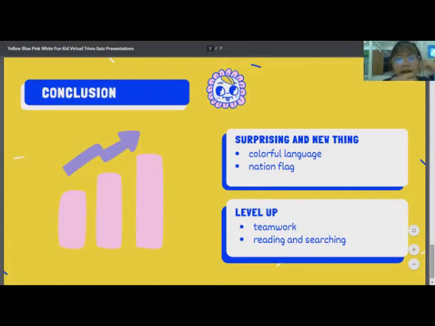I have a level up for teamwork and for reading and searching skills. The challenge for me is that the time was too close and I could not manage it in a good way. It's not good enough, but I try my best. And I have many tasks to do too.